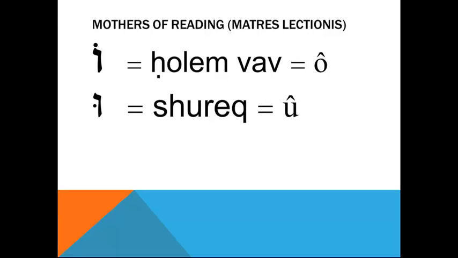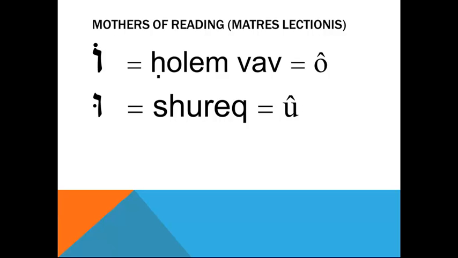The vav can also piggyback something called a Shureq. This is not Shrek, the animated character, but Shureq, which is a long oo sound. We transliterate it with a U with a hat on top of it. And again, if you want, you could put the teeny little W or V for the vav as a superscript, like you were squaring the U, depending on how you want to transliterate it. When you put the dot in the middle, then it's probably a Shureq.